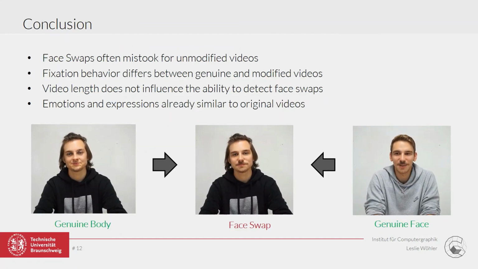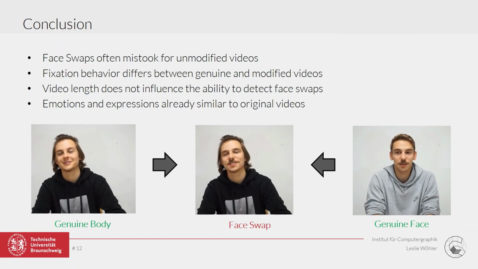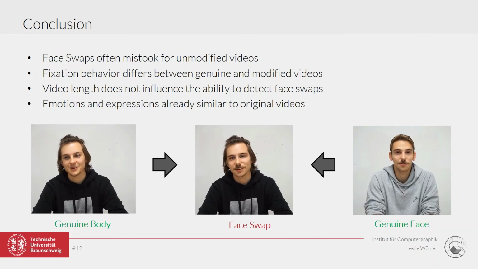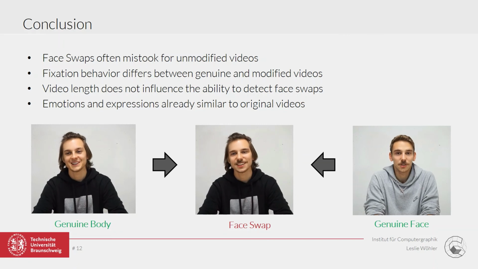In our work, we found that participants are able to recognize artifacts in state-of-the-art face swaps, but only seldomly attribute them to manipulations. Furthermore, we investigated eye tracking patterns and found significant differences in fixation behavior, which could be used to detect face swaps. Interestingly, the length of video clips did not influence participants' assessment accuracy, indicating that even long videos can successfully mislead viewers. Finally, conveyed emotions and expression in face swaps are not yet completely indistinguishable from reality. However, the generated results are already very close to being visually non-detectable.